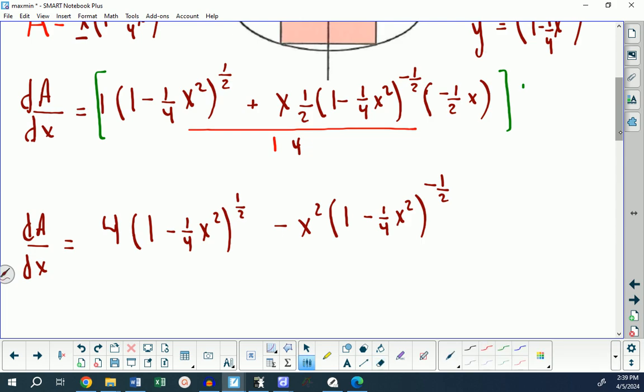We're multiplying the top and the bottom by 4, right? Not 1/4, by 4. So I've got the 4 on the bottom. I have this times 4, which is 4 times 1 minus 1/4 x squared to the 1/2. These two halves are gone. My negative is here. I have x times x, which is x squared, and I have this other thing raised to the negative 1/2.